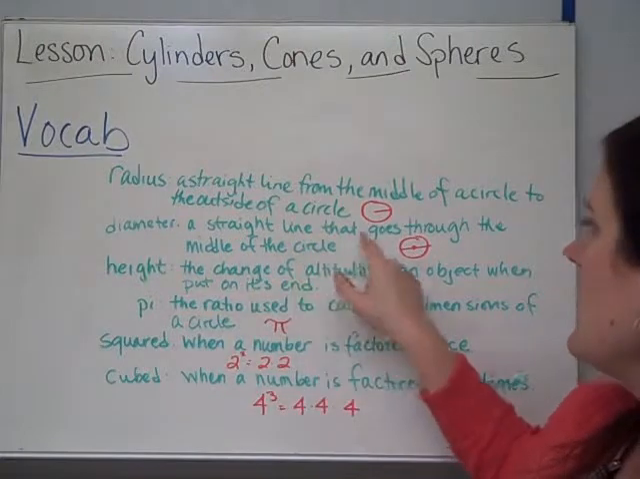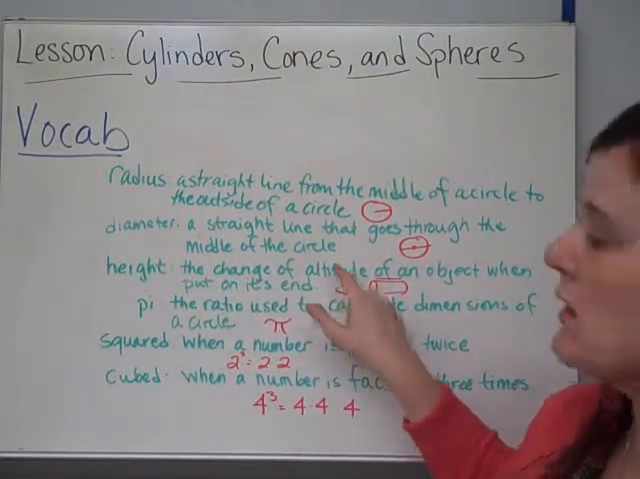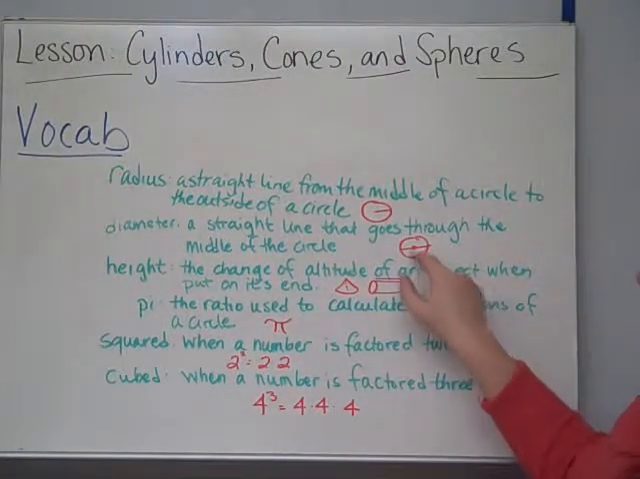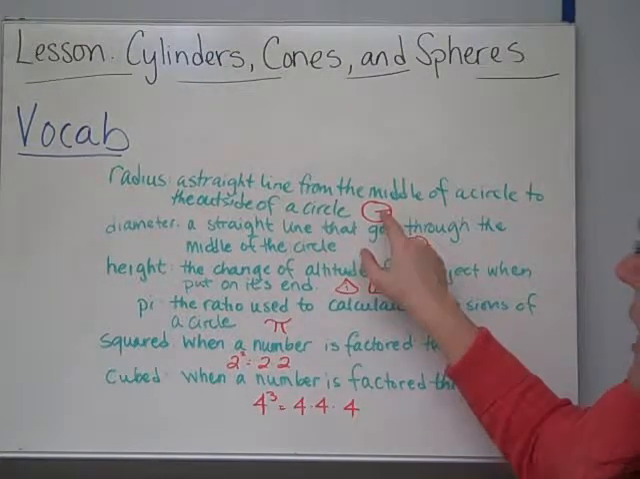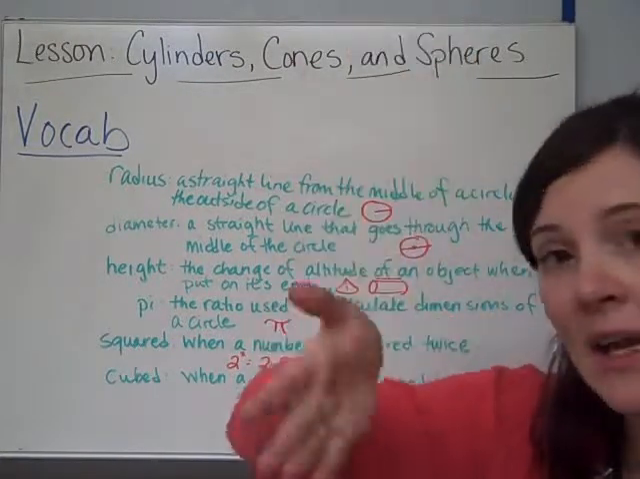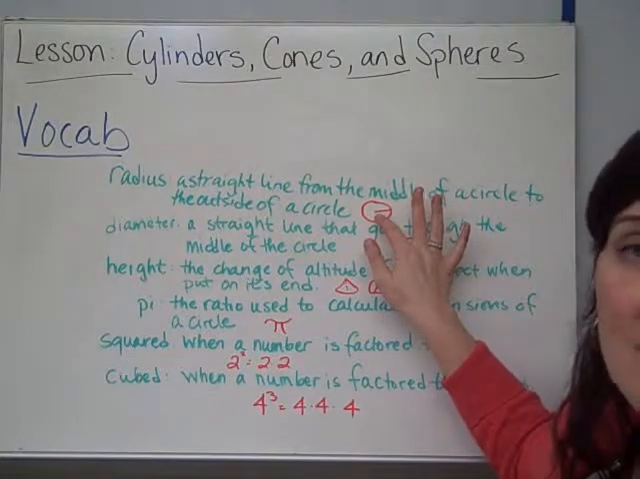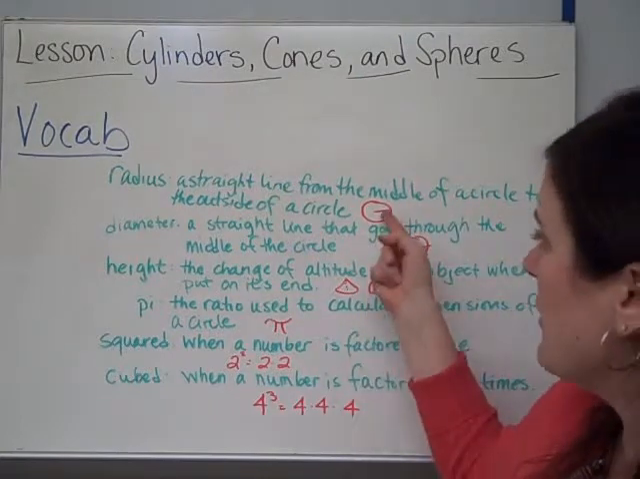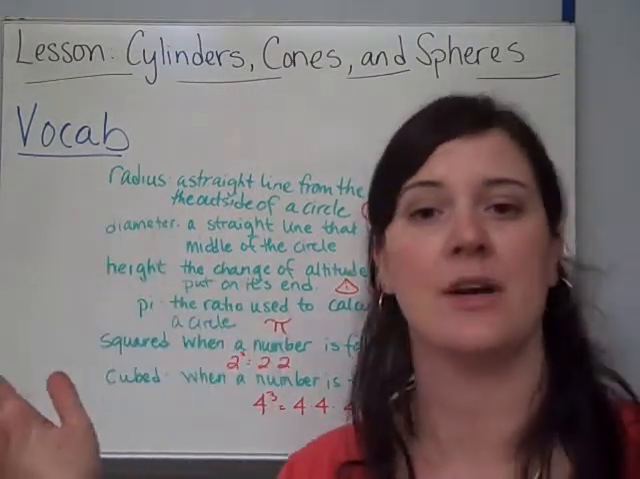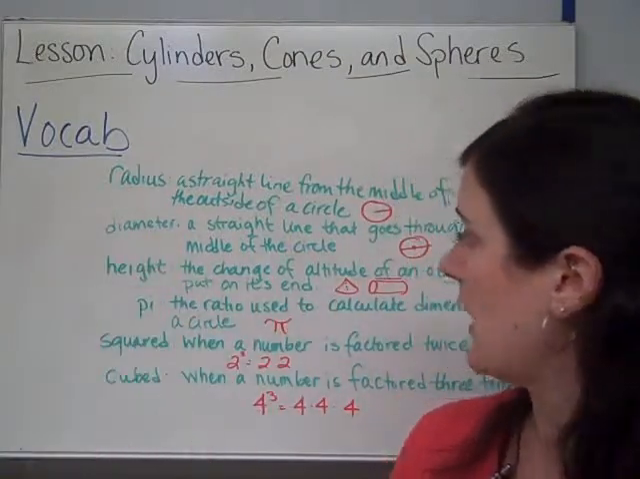Diameter is a straight line that goes through the middle of the circle. So it goes from one edge to the other edge and it goes through the middle. If you have the diameter and you cut it in half, that will get you the radius. Vice versa, if you double the radius, that will give you the diameter. So they're very related to one another.